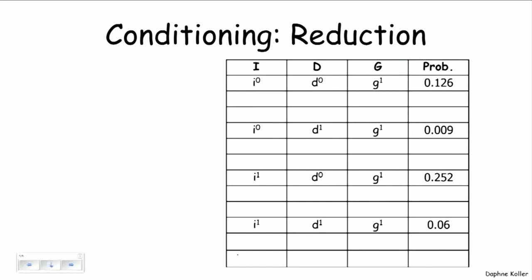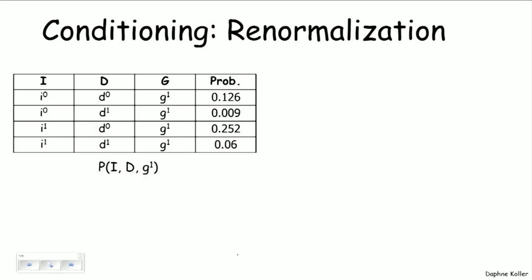Now that by itself doesn't give me a probability distribution, because notice that these numbers no longer sum to 1, because they summed to 1 before I threw out a bunch of stuff. And so in order to get a probability distribution, what I do is I take this normalized measure.